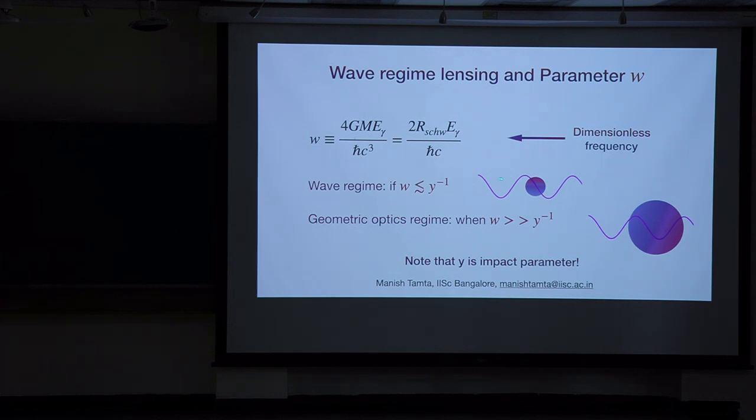Pictorially speaking, if the primordial black hole size is smaller than the wavelength of light, you are essentially in the wave regime. And mathematically, you can represent this situation by this condition.